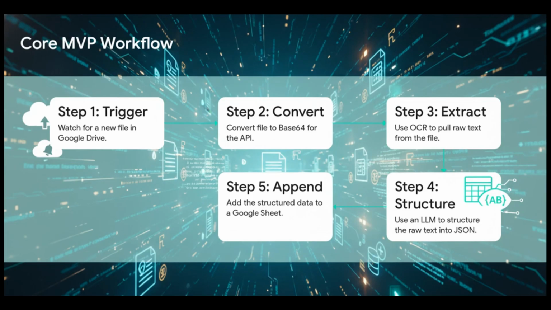So first, you use OCR, that's Optical Character Recognition, to pull the raw text from the document. Then, you use an LLM, a large language model, to actually make sense of that text and structure it into clean data. By laying out the core logic this clearly, you make a really complex process feel completely achievable.